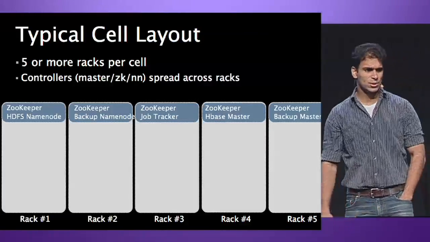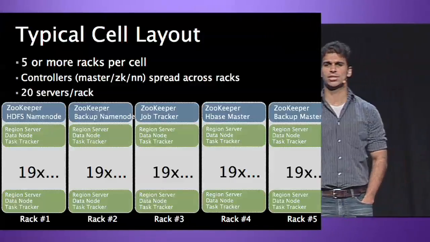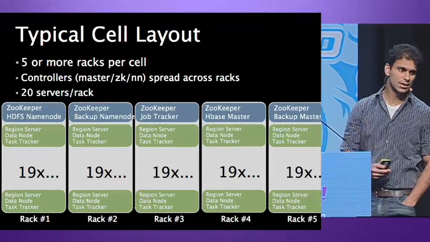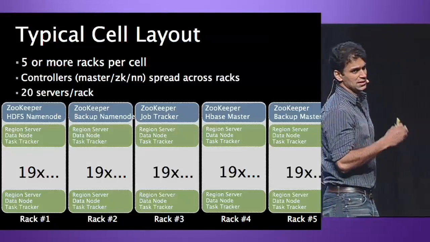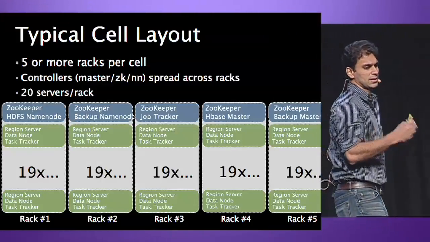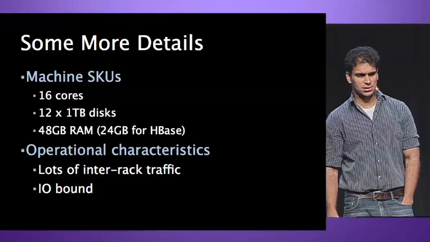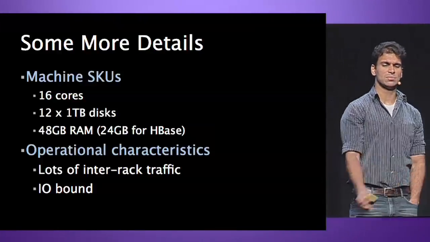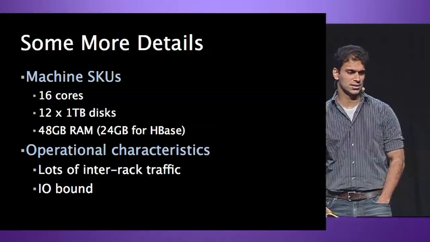We have 20 servers per rack. All the other, except the top of the rack machine, every other machine is a slave. It has the Hbase slave process, which is the region server, the DFS slave process, the data node, and the task tracker, which is the MapReduce slave process. So that's how it looks. And to give you guys some more details, each of the machines is a 16-core machine, 12 disks, 1 terabyte, and 48 gigs of RAM.